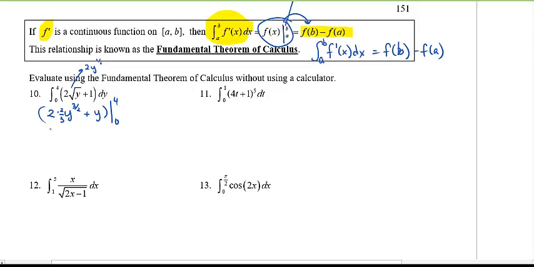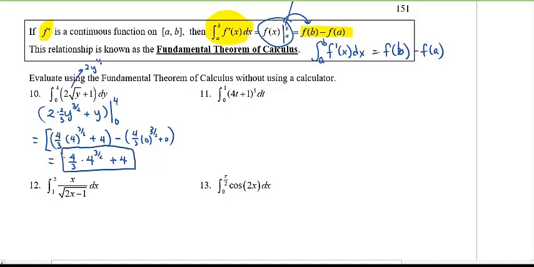to 0. And then now, once again, just go ahead and evaluate this. So this becomes 4/3 times 4 to the 3/2 plus 4 minus, of course, 4/3 times 0 plus 0. Well, that just gives me whatever I had there. So I'll just write this as 4/3 times 4 to the 3/2. That's the best I can do for an exact answer anyways, plus 4. And there's my answer. Okay, that's using the fundamental theorem of calculus.